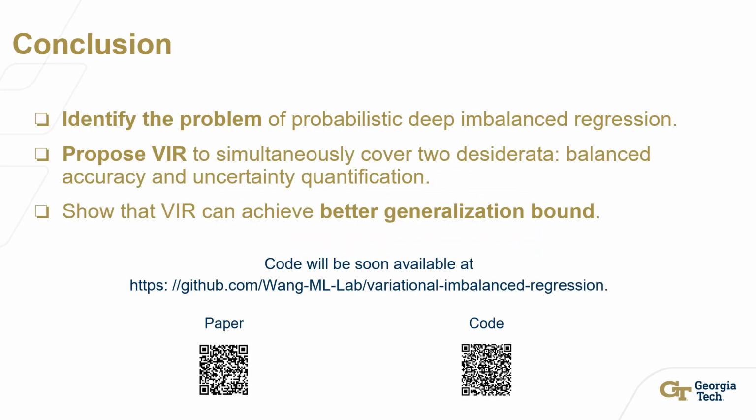In this work, we identify the problem of probabilistic deep imbalanced regression. We propose VIR to simultaneously cover two desiderata, balancing accuracy and uncertainty quantification. We also show that VIR can achieve a better generalization bound. The code will be available soon.